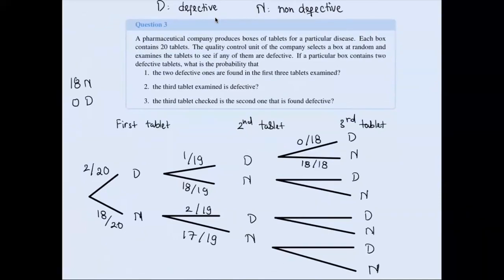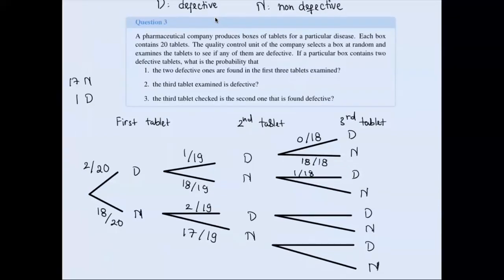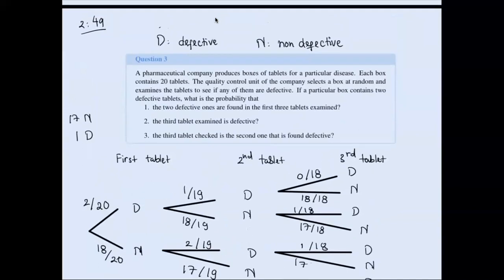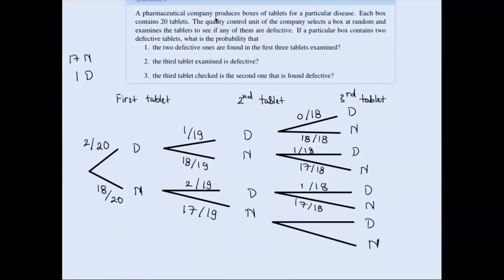We can do the same thing for the branch here. So first we got 1 defective and 1 non-defective. Then the chance that we have defective in the third row is 1/18, and non-defective is 17/18. Move on to this branch. We have 1 non-defective and 1 defective. And here you have 2 non-defective.